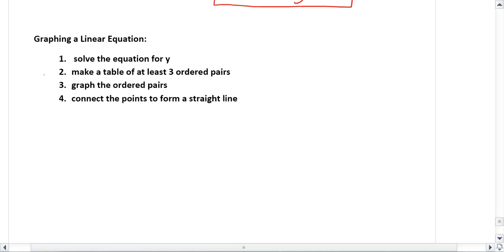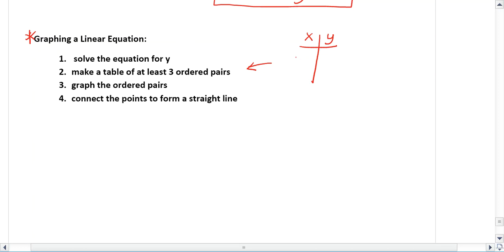This list goes through the steps of what we're going to do to graph a linear equation. First, solve the equation for y, because that will make it easier to find our input and output. Make a table of at least 3 ordered pairs. A table is, sometimes I call it a T-chart in class. And you have to pick 3 x's. If we're not given a domain, you can pick any 3 x's you want. And I suggest you pick kind of easy numbers.